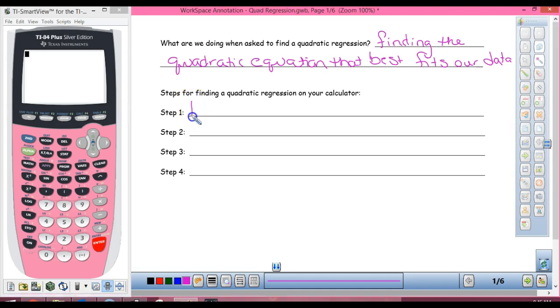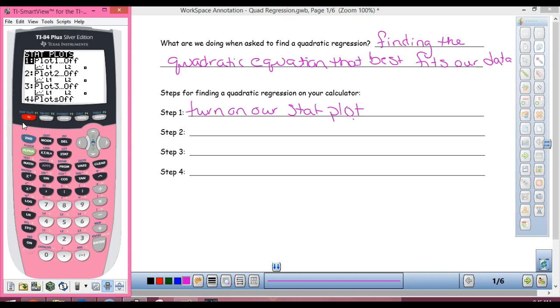So what we have to do is turn on what's called the stat plot. To turn this on, see where it says stat plot above the y equals? So we're going to hit second y equals, and right now it says that plot 1 is off, right? So hit enter, and then to turn it on, we just have to hit enter.